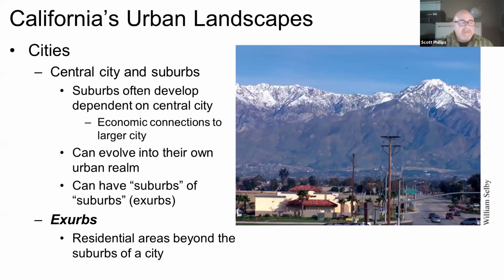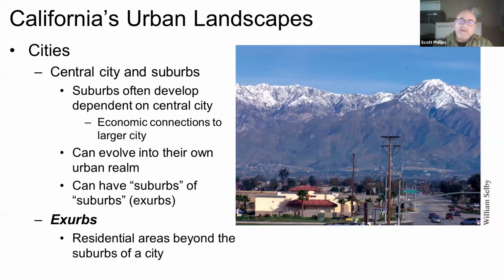So just to wrap up this part, we have a central city and we have suburbs. And the suburbs often are initially dependent on the city, that the area around downtown Fresno would be dependent on downtown Fresno, but eventually they can evolve into their own urban realm. For example, you could live in North Fresno and never have to go downtown. There are enough services and government offices and shopping, restaurants, that there are some people who live in North Fresno who hardly ever go downtown because they don't really have to, because North Fresno kind of operates as its own urban realm.